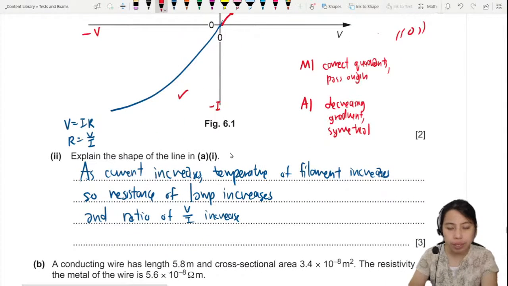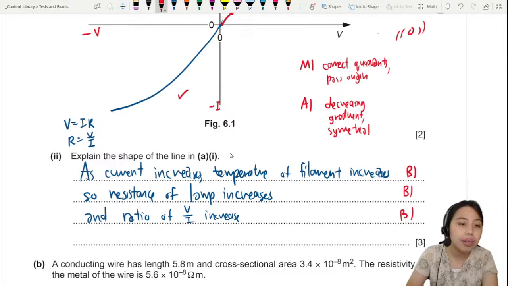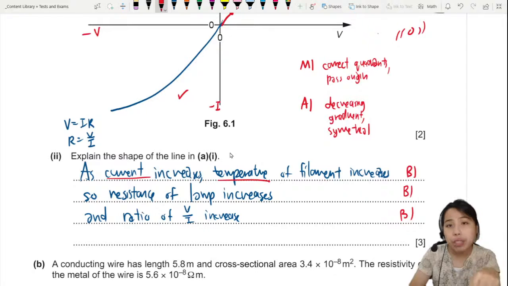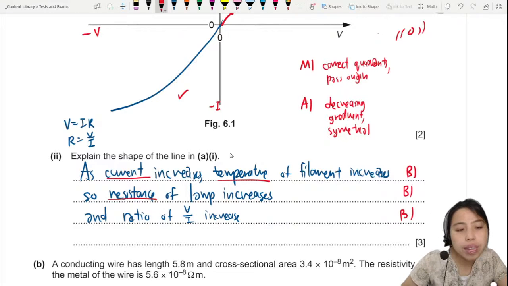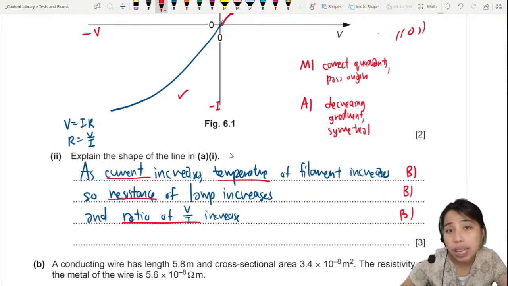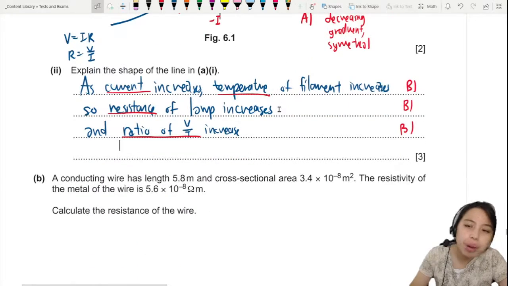So these 3 points is B1. Talk about how your filament, how current or voltage affects your temperature. Temperature then is linked to resistance. Everybody's hot, everybody is vibrating inside the wire. And then resistance is related to the ratio of V over I, not the gradient of the graph, ratio of V over I. Okay, next.